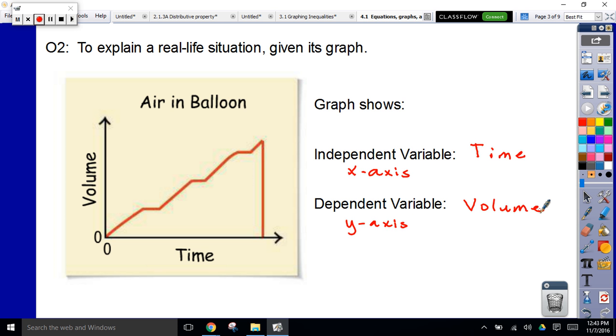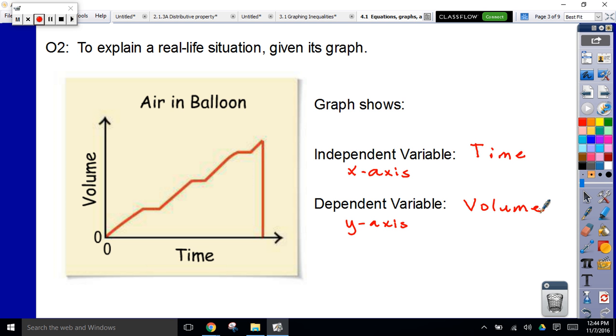The volume, or the amount of air in the balloon, depends on how much time has passed. So if something is dependent, it depends on something else, or its value is directly related to what the independent variable is doing. So the dependent variable changes in response to how much time has passed. So what do you think is going on? We have a graph that goes up, it levels out, it goes up, it levels out, up, levels out, up, and then it has a sharp drop down. Can anyone say what might be going on with that balloon?